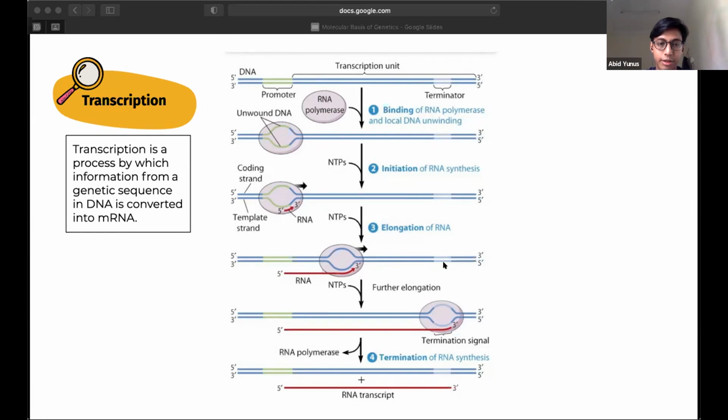After the RNA polymerase has unwound the DNA and the synthesis of RNA has been initiated, there will be elongation of the RNA until it reaches the termination signal. When it reaches the termination signal, the RNA polymerase will dissociate from the DNA, and the DNA will rewind again, and there will be a production of an RNA transcript. Although the RNA transcript has been produced, it is still not ready to be translated into a protein. It will undergo a few modifications, known as post-transcriptional modification.